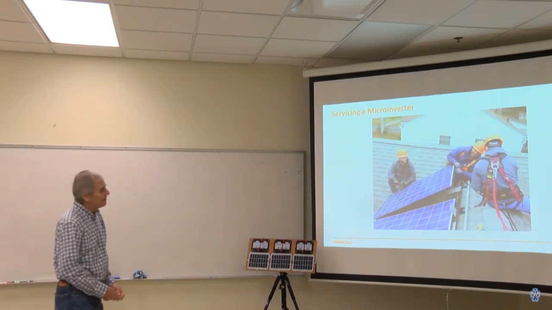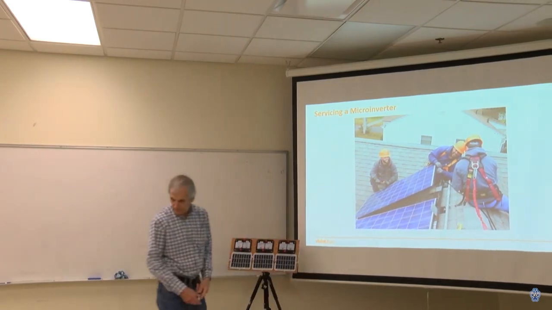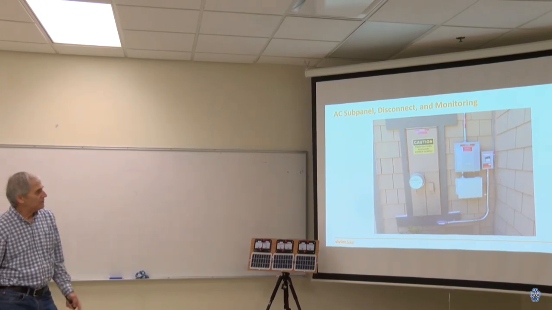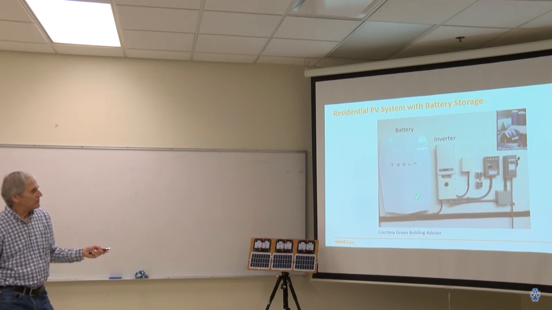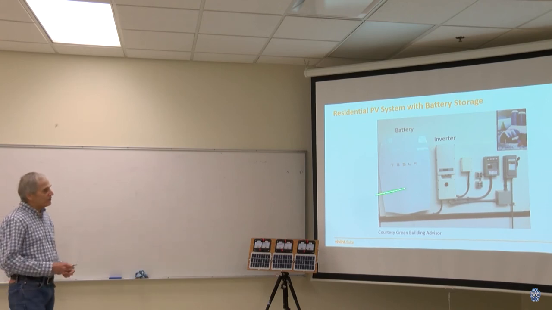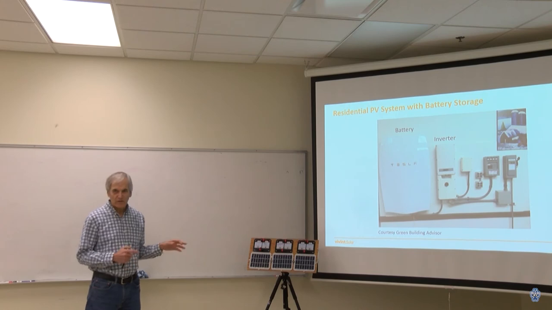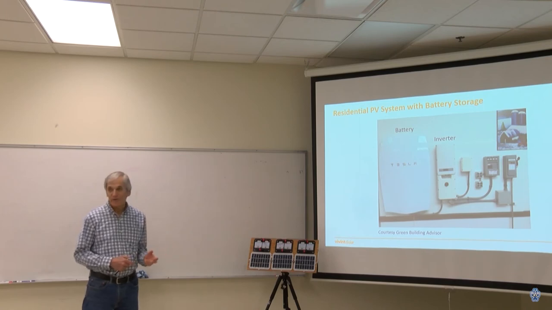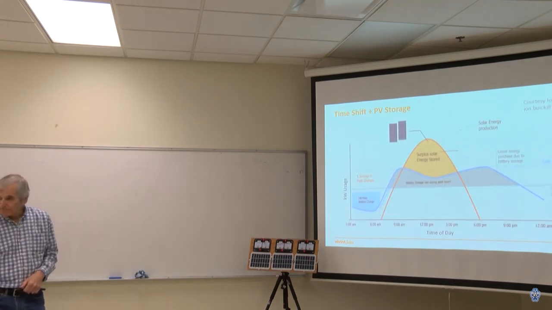Here's a picture of servicing a system that has microinverters, and you can see the microinverter right down here attached to the panel. This is the wall equipment for a microinverter type system, just an AC combiner box and the AC disconnect and monitoring box. And then we have battery storage, which is starting to come on with residential systems. The value of battery storage is that you can tuck away some energy during the day and use it in the evening, or in some systems, you can charge the battery at night when energy is cheaper and use it during the day when you have a peak load and energy costs are higher.